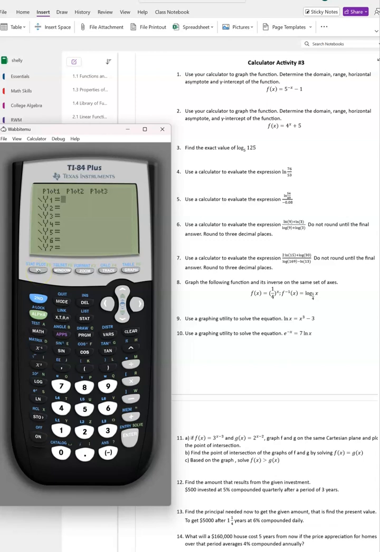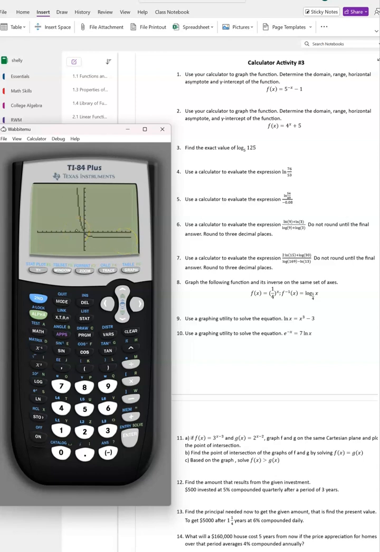Okay, so we're going to go to y equals right here, and then we're going to enter 5 raised to the negative x minus 1. Okay, so we'll graph that. Okay, so we can see from our graph that our domain is going to go from positive infinity to negative infinity, so our domain is all real numbers.